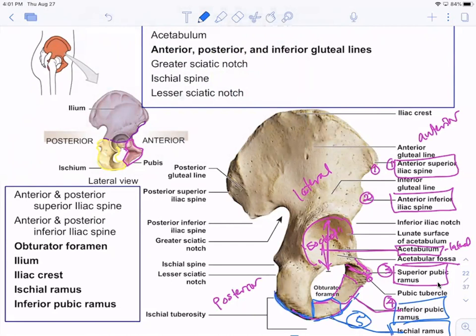Then you have a big, thick, rough patch, and this is completely posterior. This is your ischial tuberosity. Your hamstring tendons originate here.